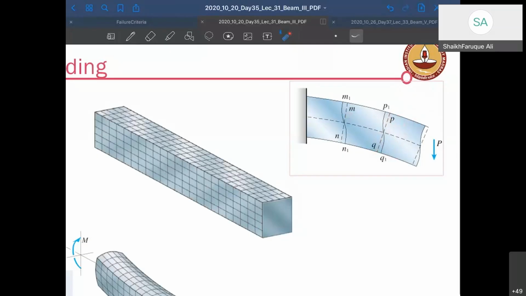If you have a large depth, a very deep beam, then this is not valid. Then what happens? It gets a little bit twisted. You see, that becomes your actual deformation. That is not what we are assuming. We are assuming that normals remain normal to the neutral axis before and after deformation.